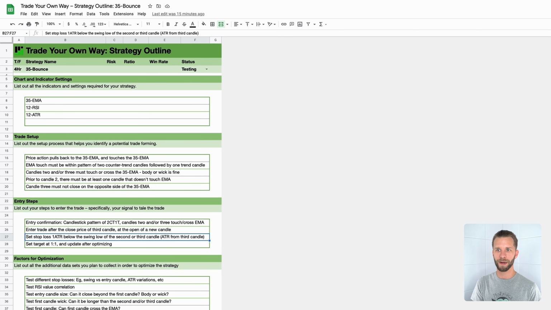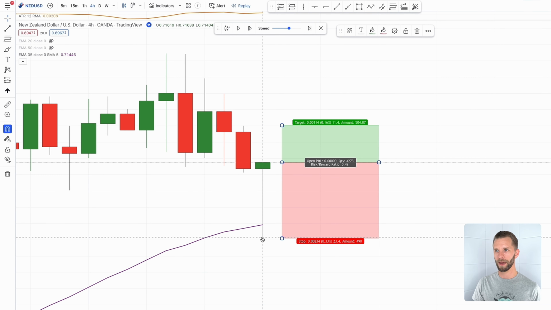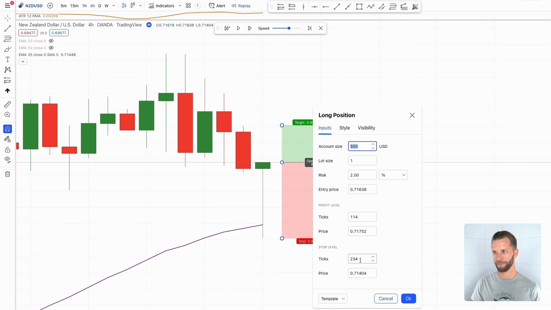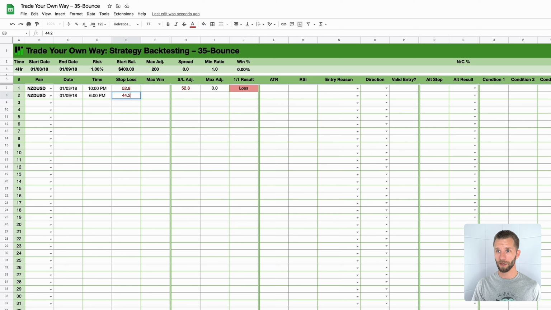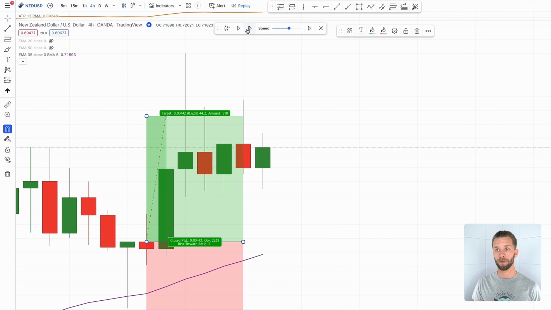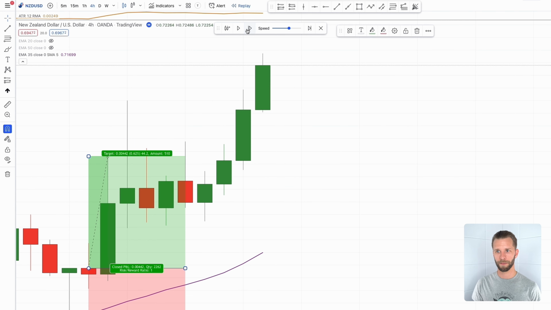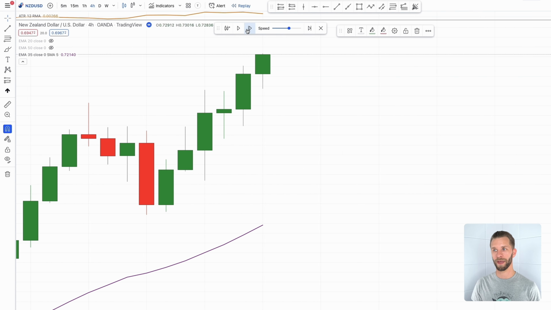Set stop loss 1 ATR below the swing low of the 2nd or the 3rd candle. So the swing low is the 3rd candle, and when we hover over that, we see we have an ATR of 208 this time. So that would be 442, and we know we're starting at 1 to 1. So now I can put in 44.2 in here in the stop loss, and let's move the trades forward. Let's continue looking. Oh, that was a very successful trade. It won within a couple of hours. Sorry, a couple of candles, I should say.